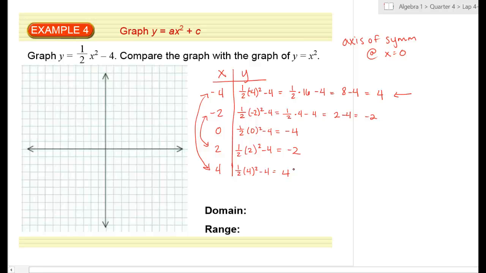So I'm going to plot these points: -4, 4; -2, -2; 0, -4; 2, -2; and 4, 4.